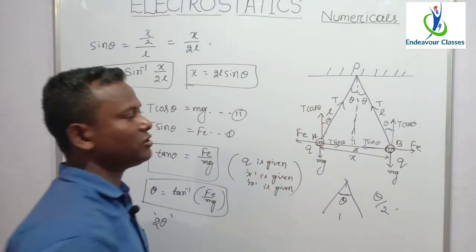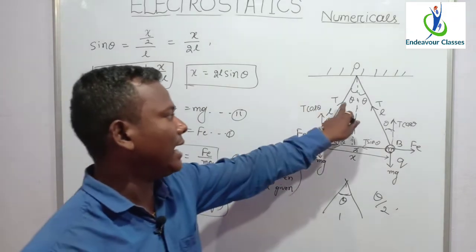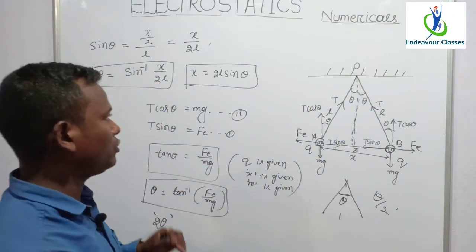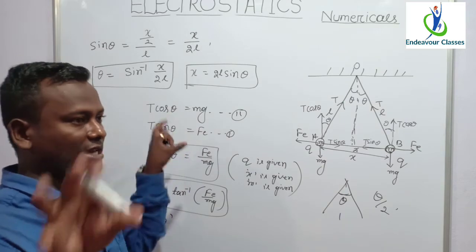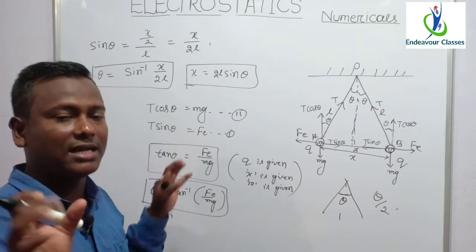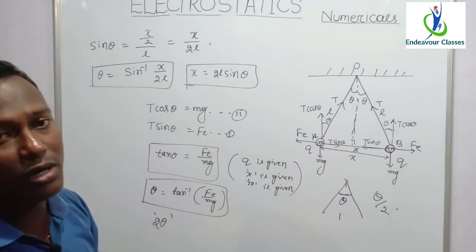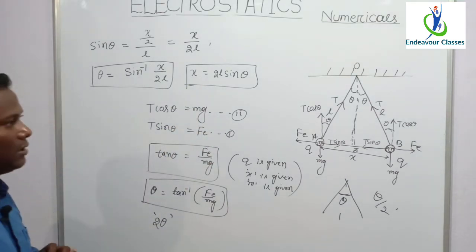Now if the length of the string and the angle between the strings are given, and you are asked to find at what maximum distance the charges will go, that will be x, and it can be calculated by the formula 2L sin theta.